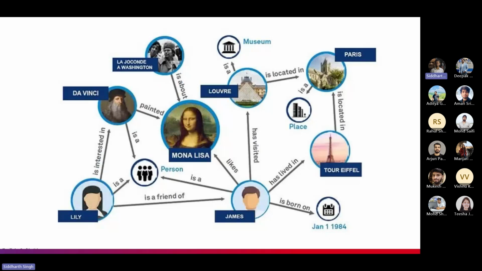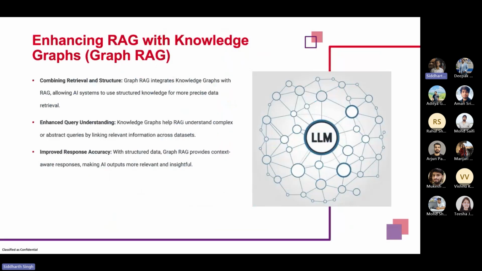Now let's move forward to see how retrieval augmented generation is enhanced with the knowledge graph. First, graph RAG combines the power of retrieval with structured knowledge. By integrating knowledge graphs, AI systems can access organized information, enabling more precise and relevant data retrieval.